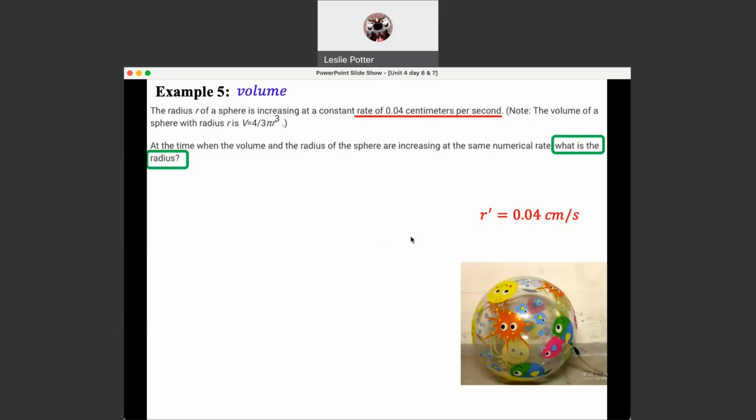Okay, what else do we have here? That's really the only numerical information we have, but we do have this information. The volume and the radius are increasing at the same numerical rate. Okay, so what that means is that v prime is equal to r prime. Okay, and that's the still shot. It says at some time t, this is happening. So that's kind of like our still shot.